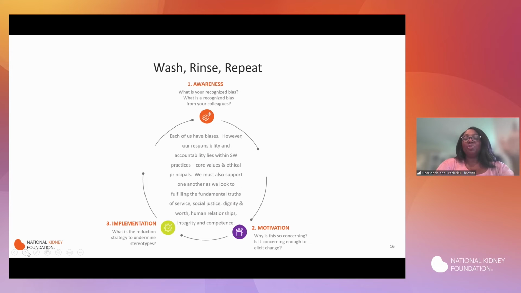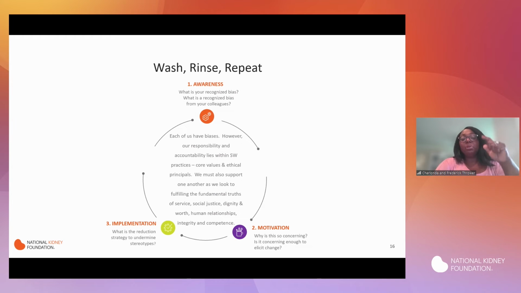So for example, awareness: let's say you see an African-American or a female, maybe 50 years old, or a Hispanic male who doesn't speak a lot of English, where English is a barrier, and maybe you recognize a bias there. And the motivation is, why is this so concerning? If I do not look past what I physically see or am feeling inside, what is overt and covert, it has to be concerning enough to want to change it.